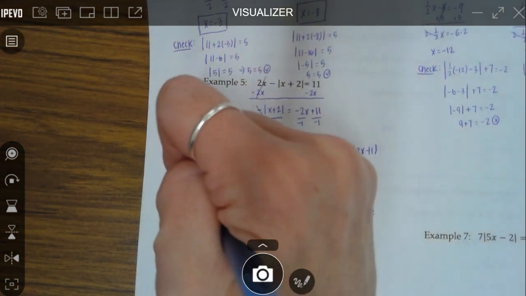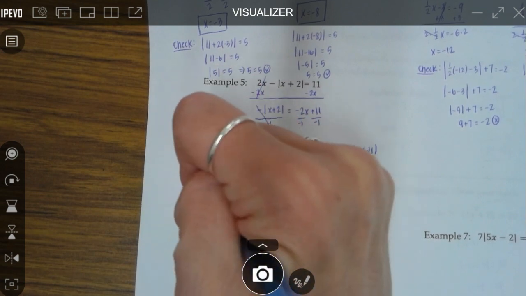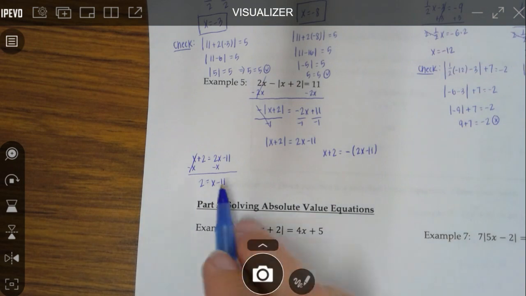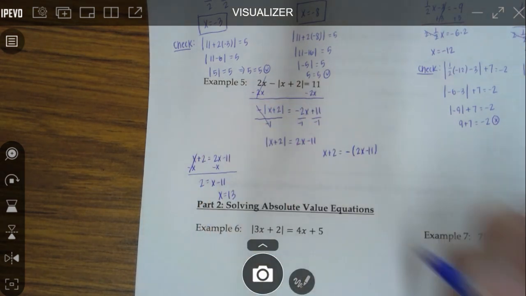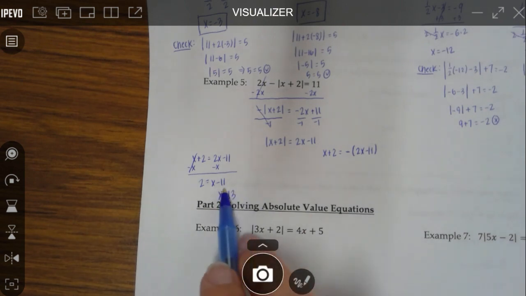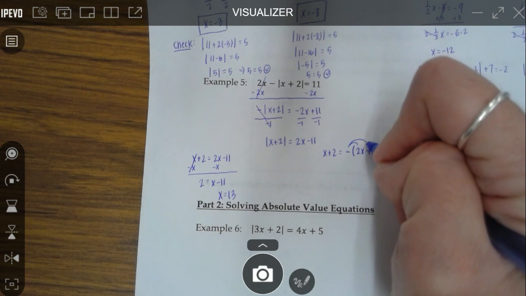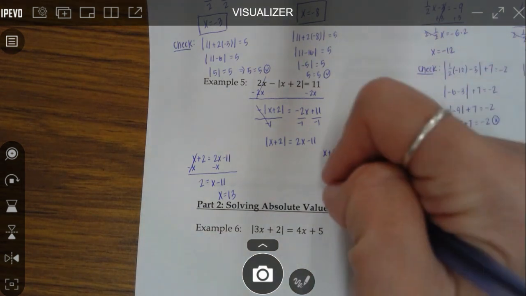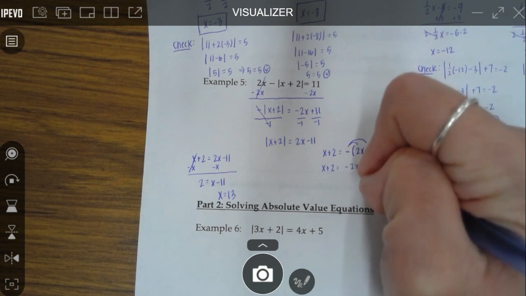So if I start over here, I'll move my x's to one side. So I'll subtract an x. I get 2 equals x minus 11. If I add 11 to both sides here, I get an x value of 13. We'll check this in a second. Over here, first step is going to be to distribute this negative on the inside here. So I get x plus 2 equals negative 2x plus 11.